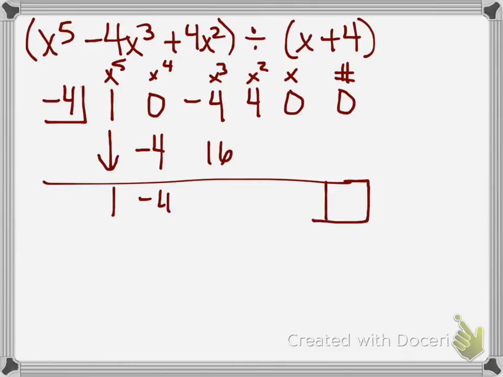Okay, 16 minus 4 is 12. 12 times a negative 4 is negative 48. And that would give me negative 48 plus 4 is negative 44. And then I've got another 0 here. I'm running out of space.